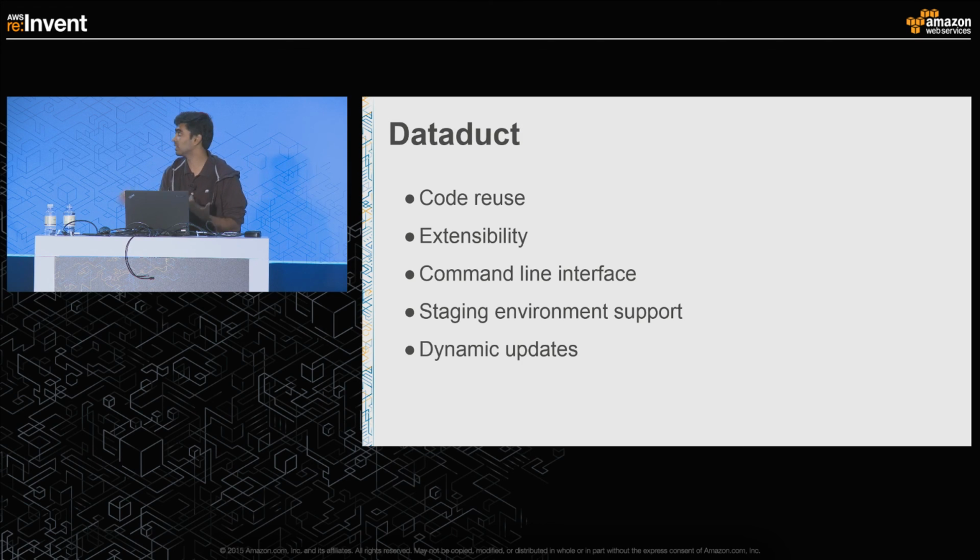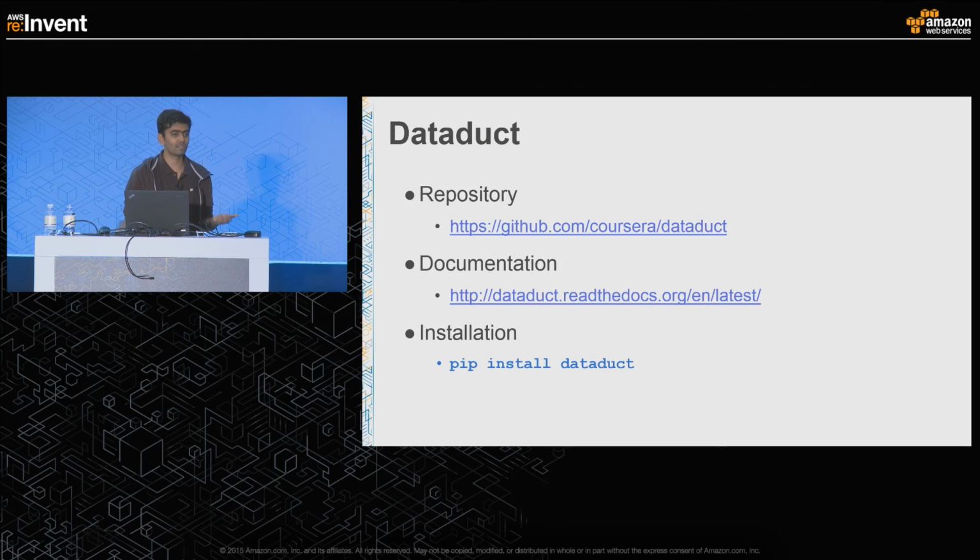So in this presentation, we talked about how we create a reusable, extensible experience with Data Duct, the command line interface, and having a good staging environment makes writing ETL much easier and friendlier to developers. And then how dynamic updates basically save us from having to deploy all pipelines multiple times in the day. And then it is open source, so feel free to contribute by creating issues, pull requests, and general guidance on how we can improve the project.